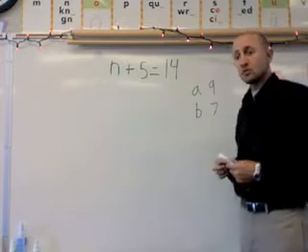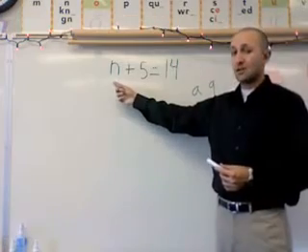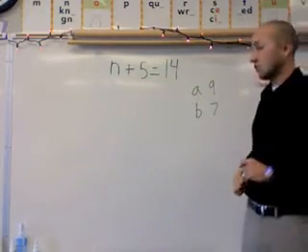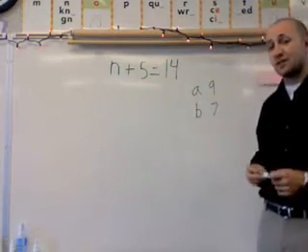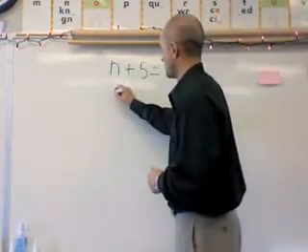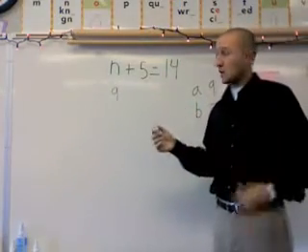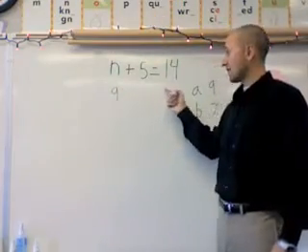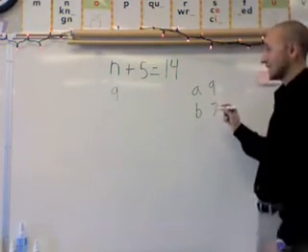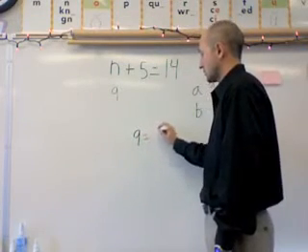So what I want to do is go back in and plug in these numbers for n to see if that number plus 5 really does equal 14. And if it does, that means that it is a solution. So I'm going to start off by replacing n with 9. I know, using mental math, that 9 plus 5 is 14. So A, which we also said was 9, is a solution. 9 is a solution.